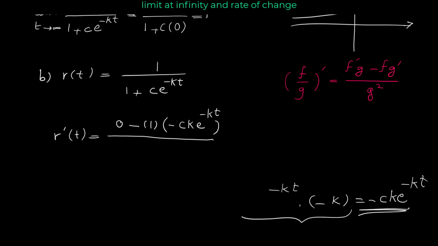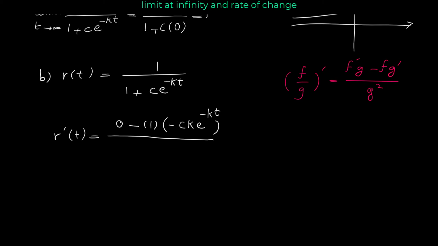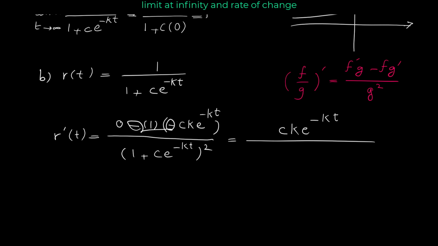And we have to divide all the numerator by the denominator all to the power of 2, so 1 plus c e to the negative kt, squared. If we multiply this negative by this negative, we can write the answer as ck e to the negative kt all over 1 plus c e to the negative kt, to the power of 2. This expression shows the rate of spread of the rumor.